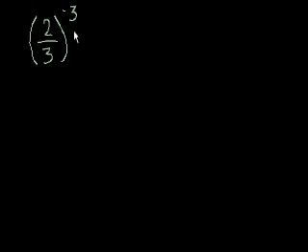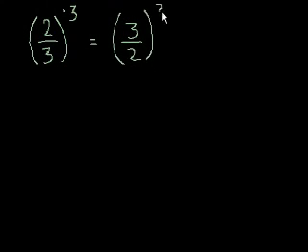What if I had 2 over 3 to the negative third power? Well, once again, just to make it simple, whenever I see that negative in the exponent, I want to get rid of it. So I immediately take the reciprocal of the base. The reciprocal of 2/3 is 3 over 2. And I raise that to the positive third power.